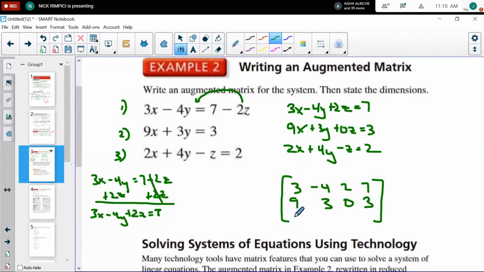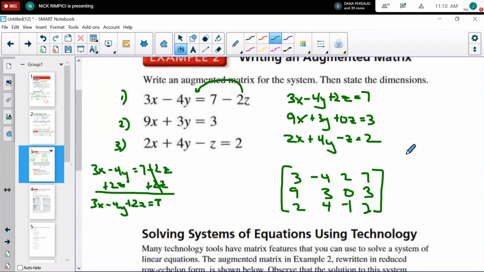And then let me get somebody for the last row, or the last equation. 2, 4, negative 1, 2. Thank you. That's everything. There's my matrix A. And I didn't state the dimension. I'm actually going to use the computer and solve this one, but they also want me to state my dimensions.